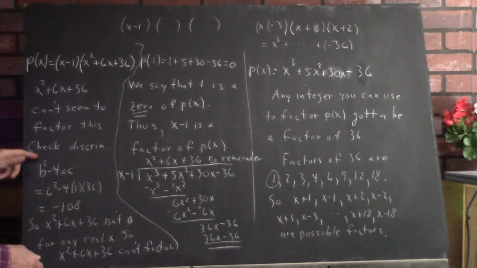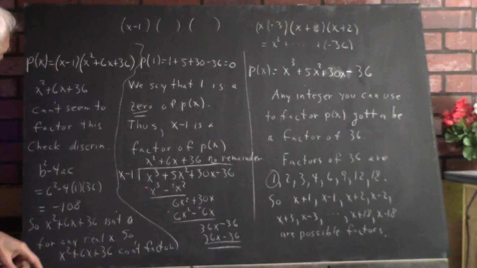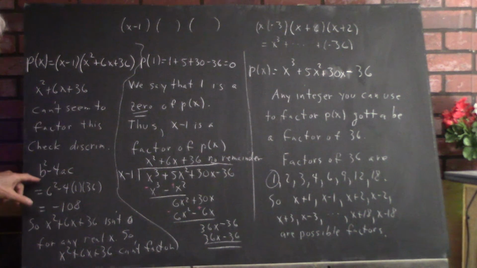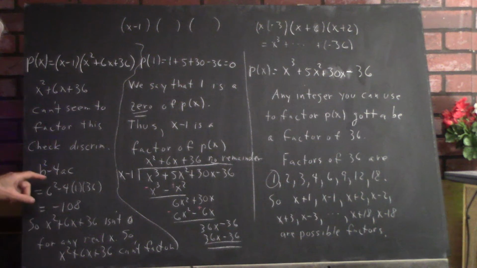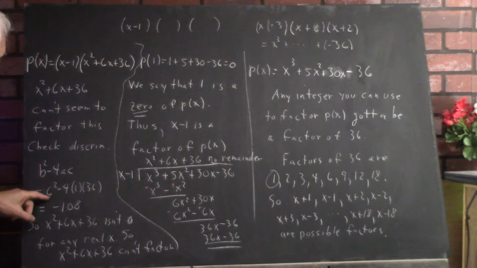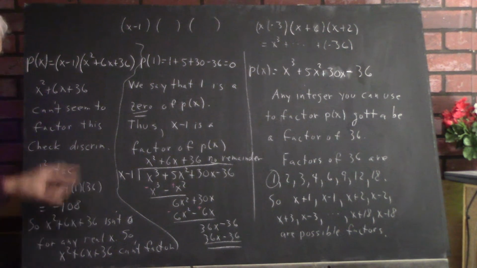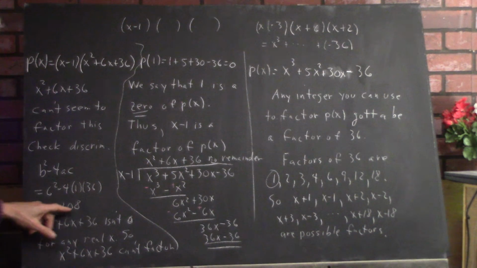Why? Well, let's check the discriminant. The discriminant of this expression is b squared minus 4ac. And for this expression, that's 6 squared minus 4 times 1 times 36. You can do that yourself. That's negative 108.